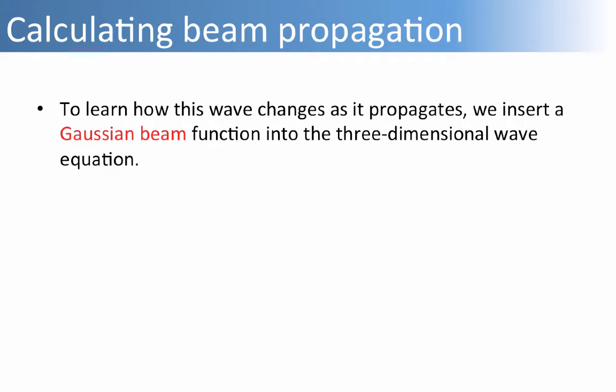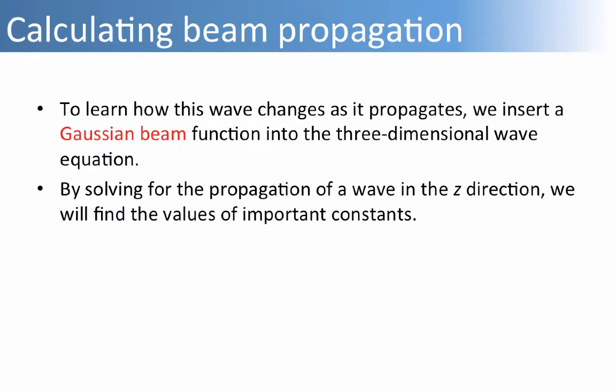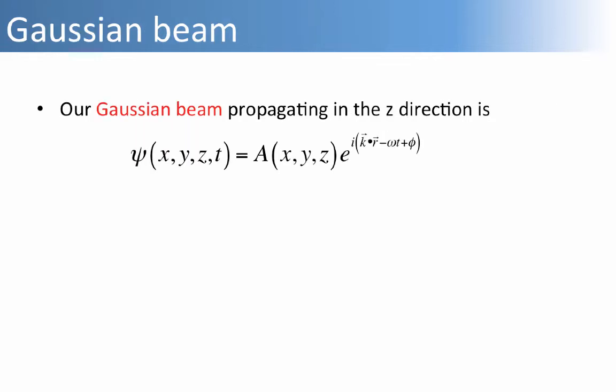So we want to calculate Gaussian beam parameters, and the way we do this is we take a Gaussian beam function and we insert it into the 3-dimensional wave equation. We then solve for the propagation of a wave, choosing the z direction as the direction of propagation, and find important values. So our Gaussian beam is going to be written like this. This is a function psi of x, y, z, and t that's got an amplitude and a phase.